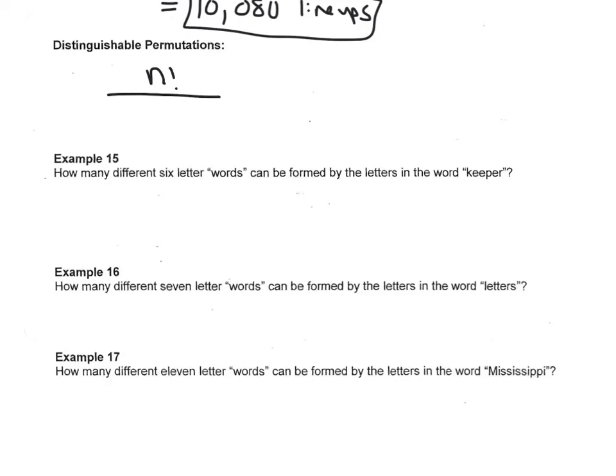If you then think about ways of, let's say, a word being similar to another word because they have repeated letters. Like if you look at example 15, it says how many different 6-letter words can be formed by the letters in the word keeper. Well, if you notice, if I mix around these 3 E's, technically I could get 6 more combinations of the same exact word. I could say, well, this E goes here and this E goes there, that's nonsense. So we're not going to count the ones where there are repeats in the same position.